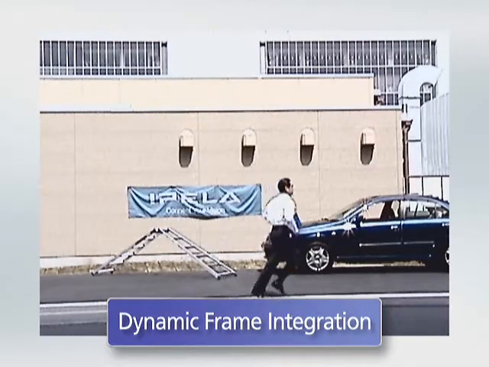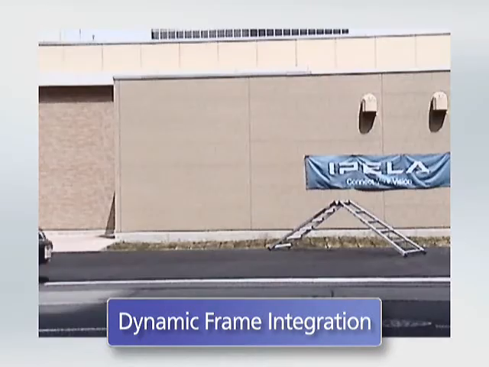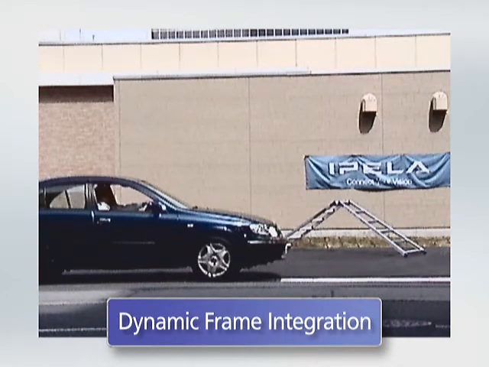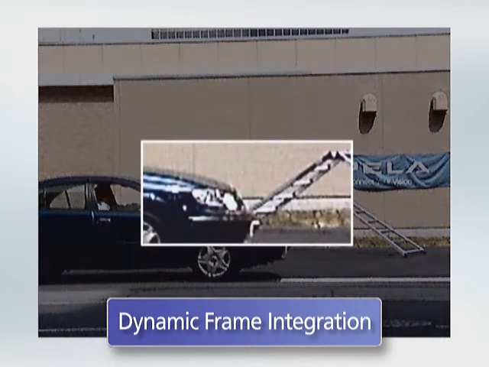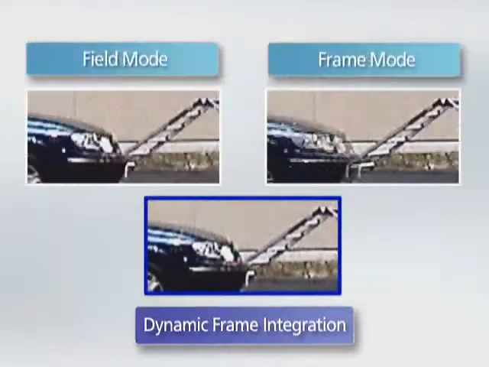When set to auto mode, the DFI function is activated and the camera detects movement within the image and reproduces those areas with minimal blurring. At the same time, areas in the image with little or no movement are displayed clearly with minimal jagged edges.